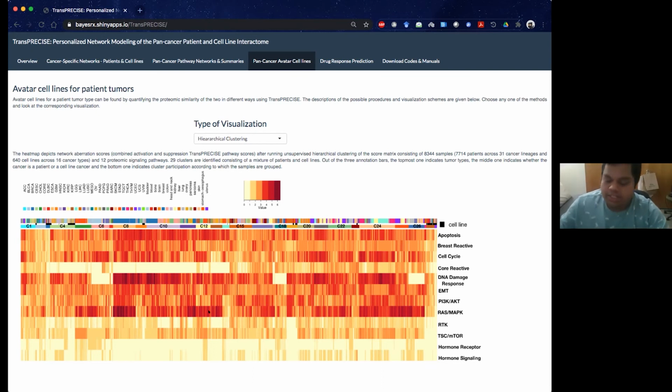I think the version that I used for RPPA was like 200 odd proteins. And then when you subset it, map it to these pathways, I think we had like 75 or 80, something like that.